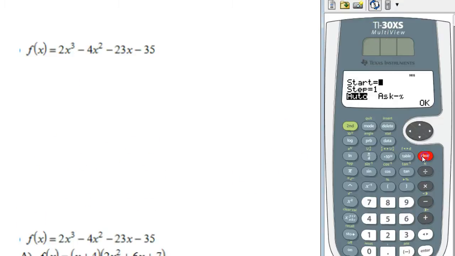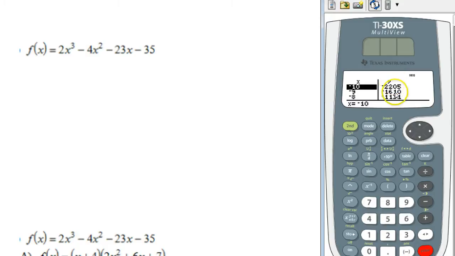Let's use our TI-30XS MultiView in order to find one root of this polynomial. So I'm hitting the table button, and now I'm going to type this in. So I've got 2x to the third power, and then minus 4x squared minus 23x minus 35. Okay, I like to start at negative 10 because it rarely goes past that.